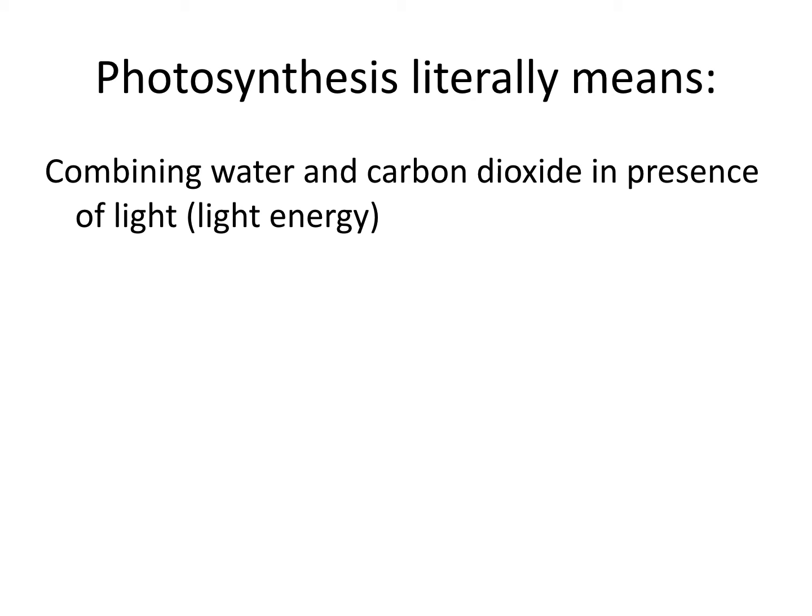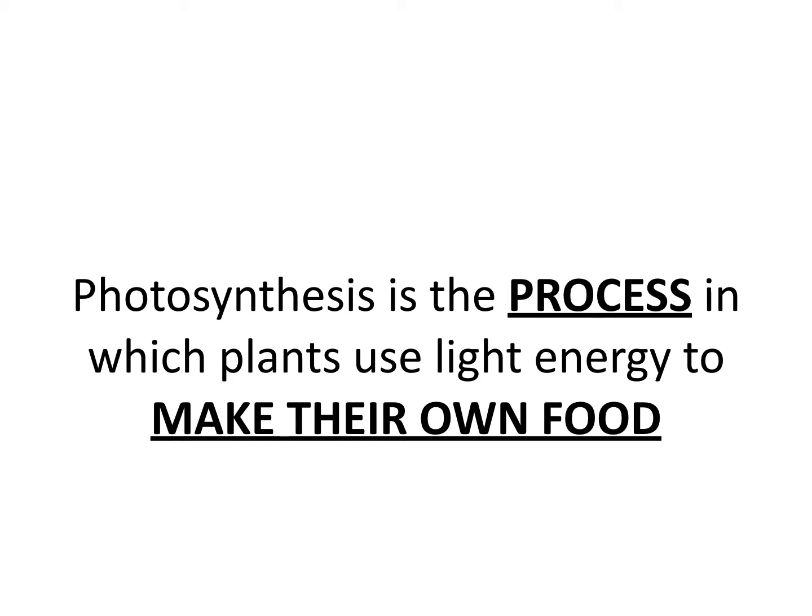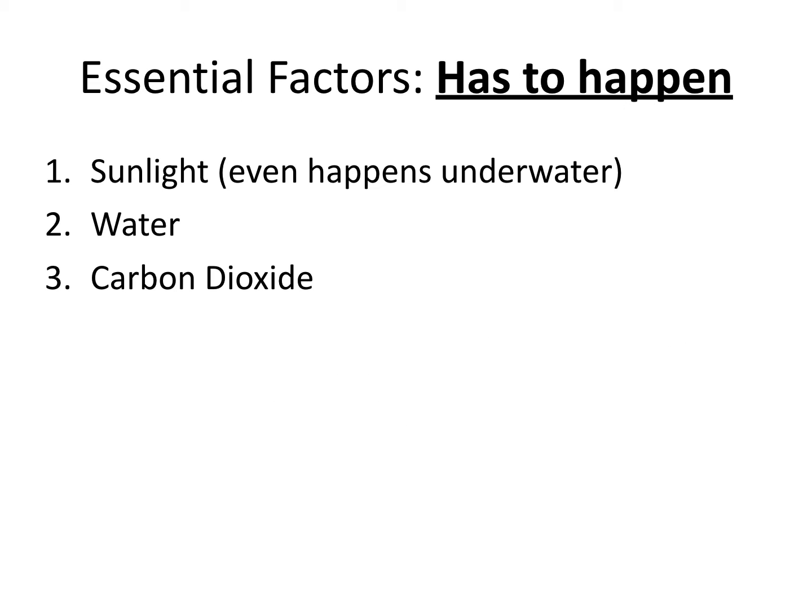Now, to know photosynthesis, it is the process in which plants use light energy to make their own food. This is what makes them special. Unlike humans, they don't have to go to the store and buy groceries. They use certain elements, and inside themselves, using sunlight, they are able to make their own food, also known as glucose. There are some essential factors that have to happen.